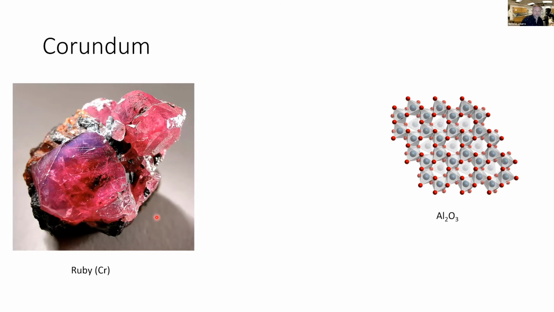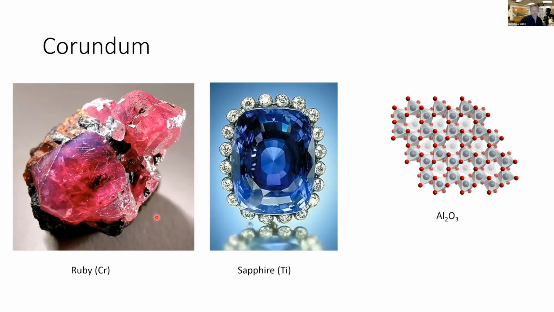Instead of ruby, if you put in titanium impurities, you get a slightly different structure, but it's still the same crystal structure, just a different color defect. The titanium defect makes it blue, and it's a sapphire. It's the same crystal, just a slightly different defect. So it's the defects that are really giving these things colors, right?